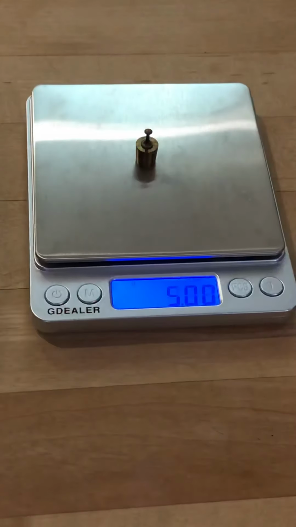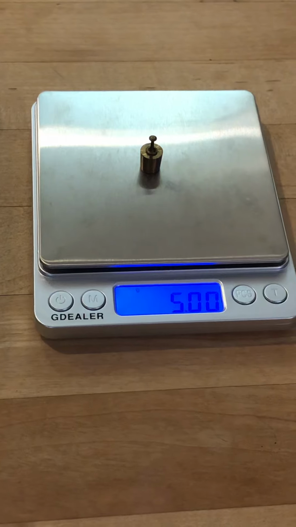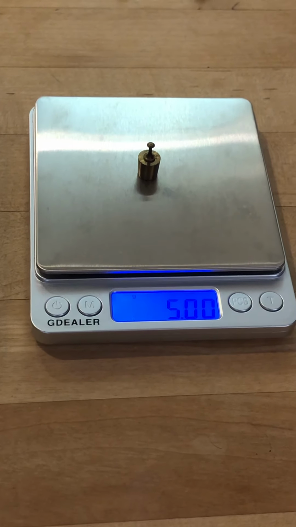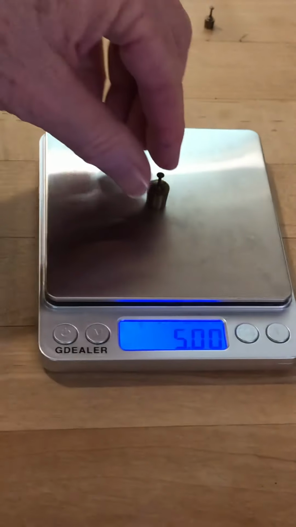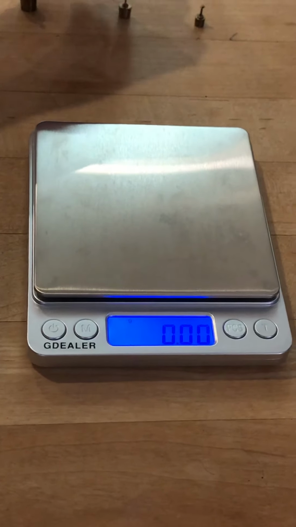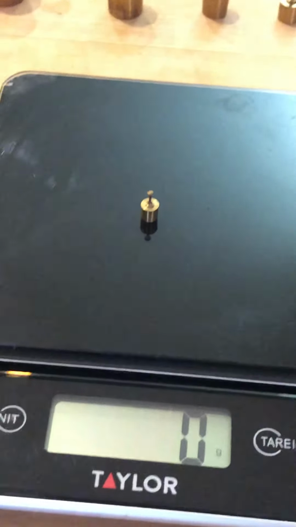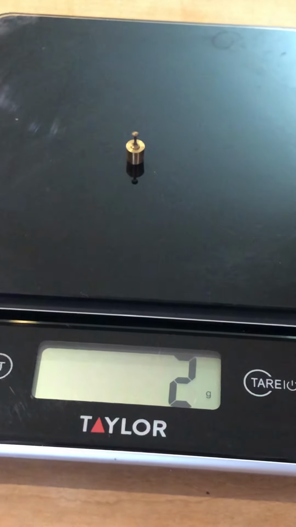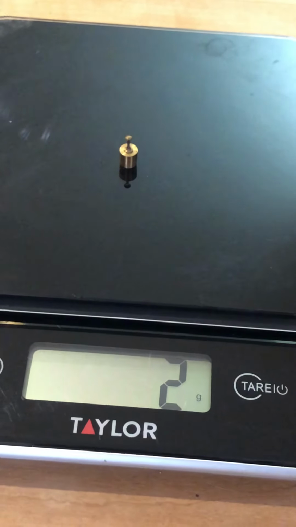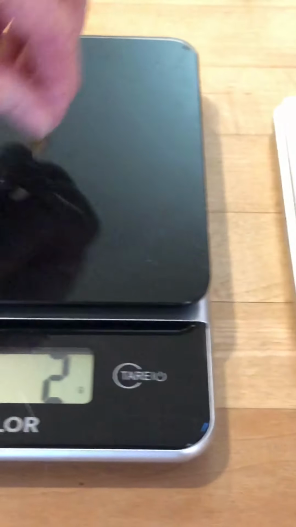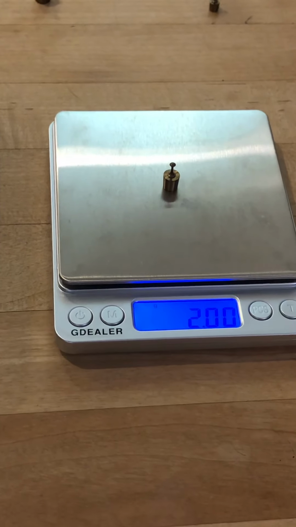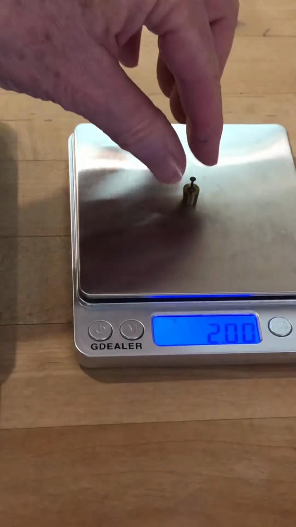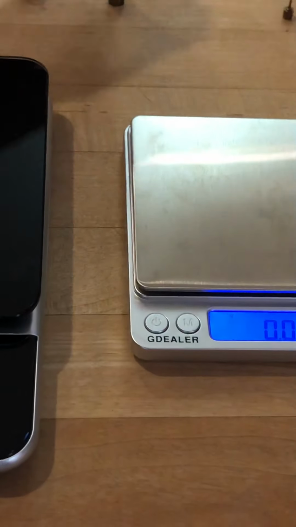How about this little guy? Again, 5.00. So this little one is beating the big one by a pretty obvious amount. But let's go down to a 2 gram weight. Okay, and it's telling me 2 grams. Yay. It wasn't earlier. And if we put this guy on, it says 2.00, which is what this little counterweight is supposed to weigh. Whoops. And the last one, 1 gram weight.